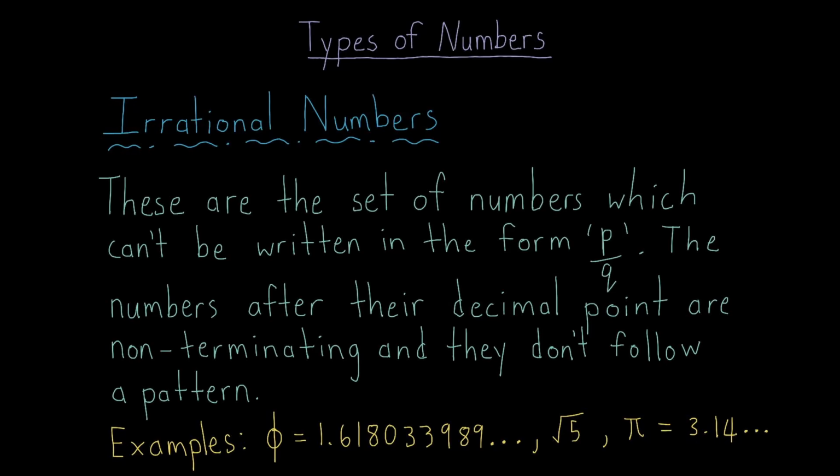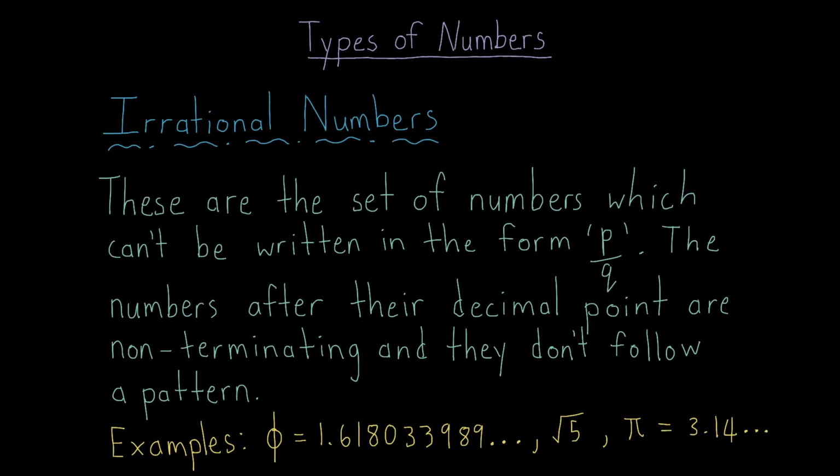Next up, we have irrational numbers. These are numbers that can't be written in the form p over q. The numbers after their decimal point are non-terminating, meaning they never end, and they don't follow a pattern. Examples: the golden ratio, which is represented by the Greek letter phi, which is equal to 1.618033989..., and the 3 dots at the end simply means that the numbers go on forever.